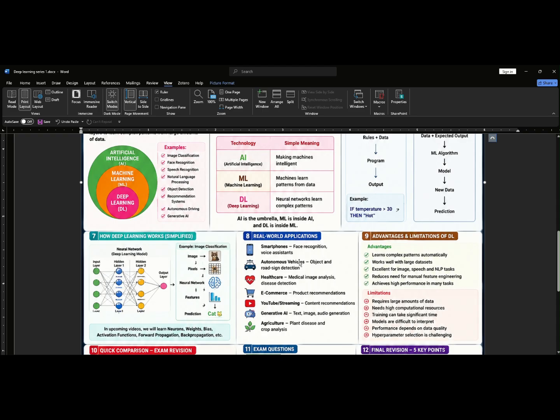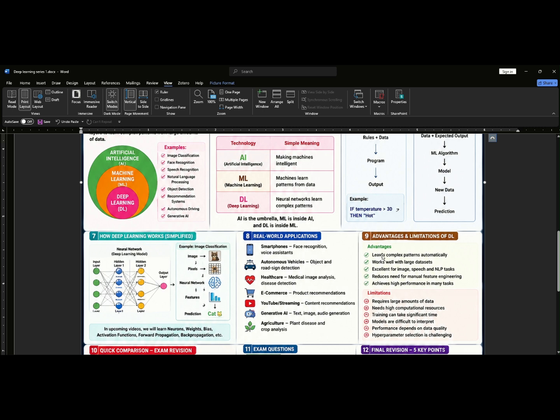Real world applications include face recognition systems and voice assistants. Autonomous vehicles use object and road sign detection. Healthcare uses medical image analysis and disease analysis. E-commerce has product recommendations, and YouTube has content recommendations. Generative AI produces text, video, and audio. Agriculture uses plant disease and crop analysis.